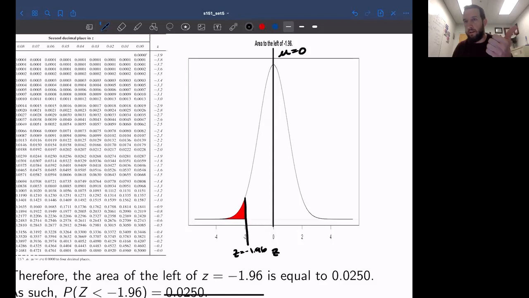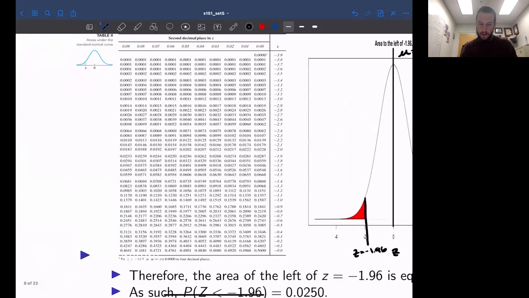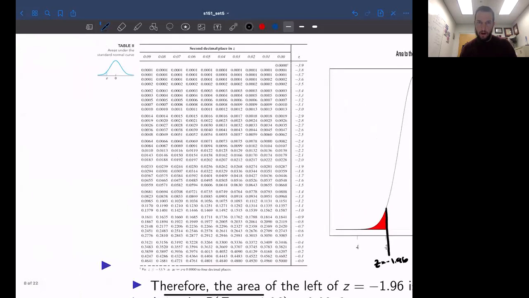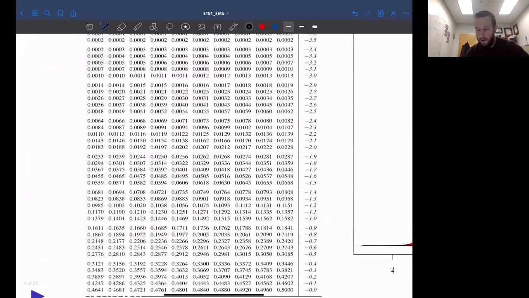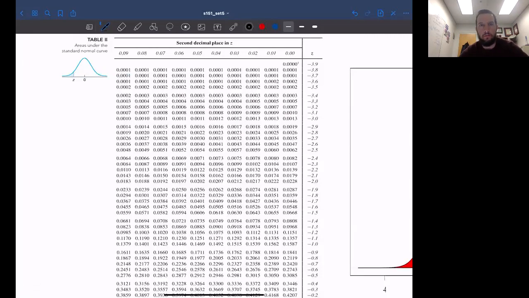Okay, so we understand what we want. We've sketched what we want. How do I actually find this area? Well, here is page 1 of my standard normal table. The way that the normal table works is we are given z-scores on the axes here, right? So here and here, these are z-scores.